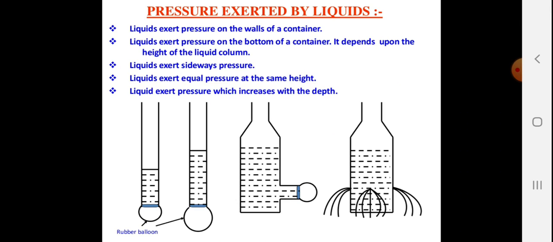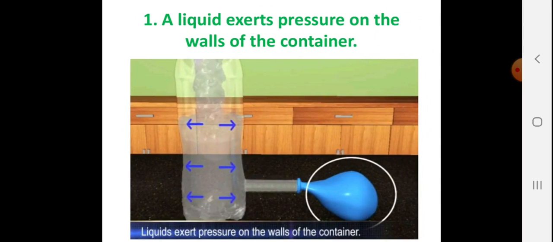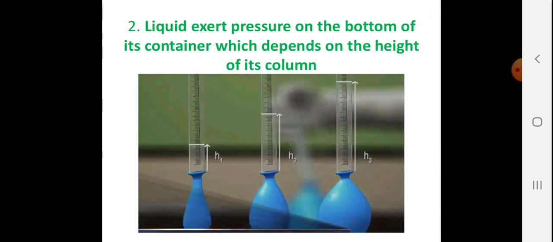That's why the sea divers have to wear a special kind of suit or coat to stay safe against the water pressure applied on them during diving. A liquid also exerts a pressure on the walls of a container. You can see that in the figure. Liquid exerts pressure on the bottom of its container, which depends on the height of the column.